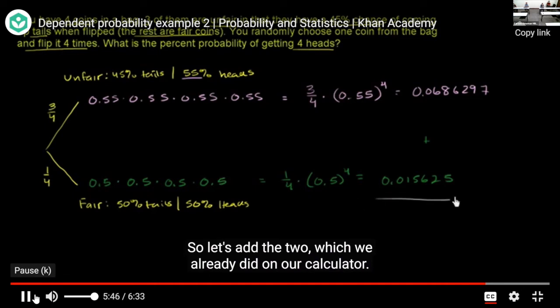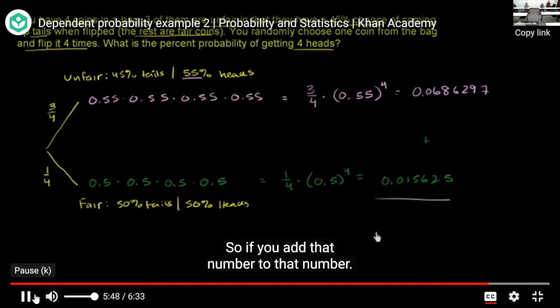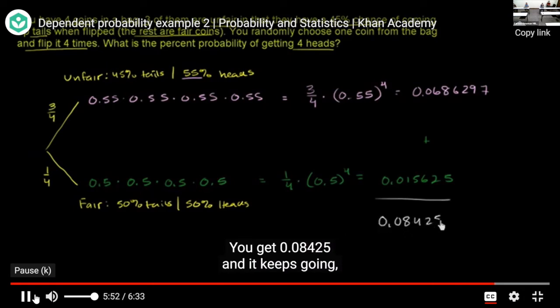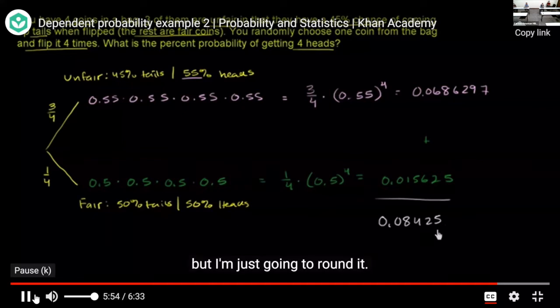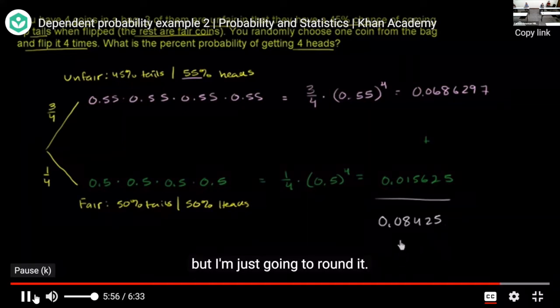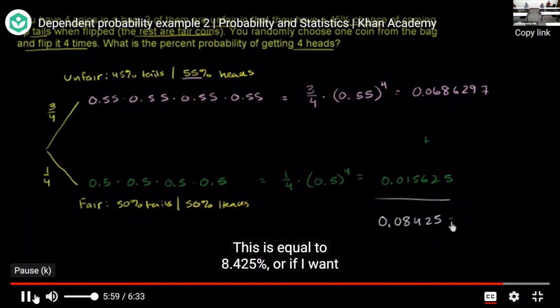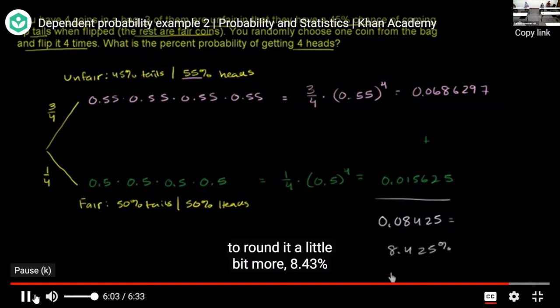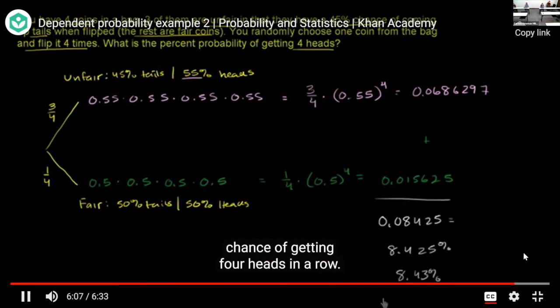So if you add that number to that number, you get 0.08425, and it keeps going. But I'm just going to round it. So this is equal to 8.425%, or if I want to round it a little bit more, an 8.43% chance of getting 4 heads in a row.